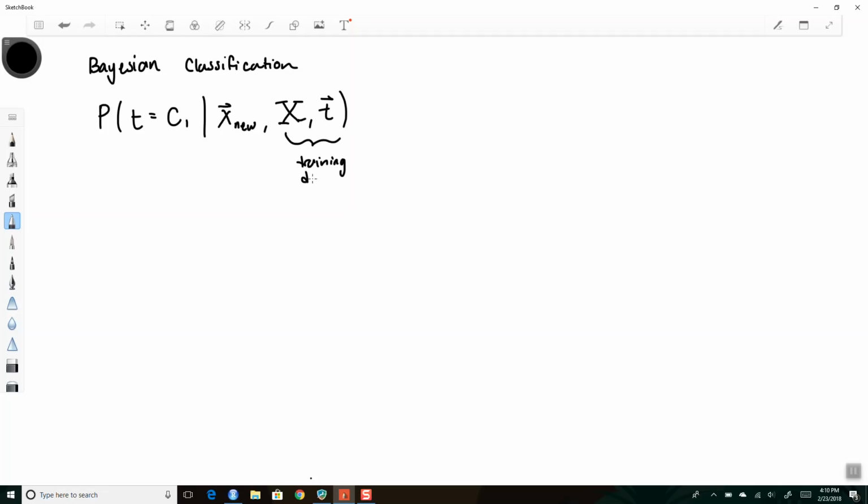I apologize if my notation doesn't line up with your notes from Friday because I'm going off the top of my head. The concepts will be correct, but the notation might be a tiny bit different, right? So these are the observed X values, and this is basically the probability that this observation belongs to class C1, okay?